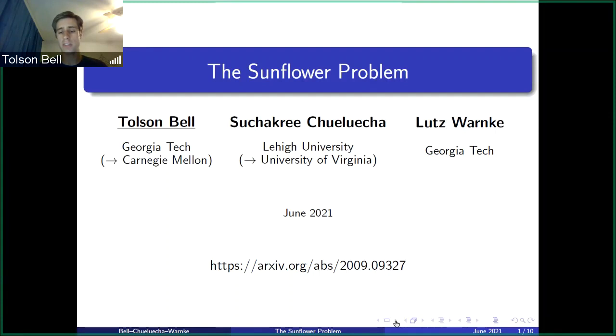I'll be presenting today on the sunflower problem, which is a challenging problem that lies in extremal and probabilistic combinatorics. Everything I present today is joint work with these two other co-authors listed here. If you're interested in more, we've written a paper on the work I present today, which you can view here on arXiv.